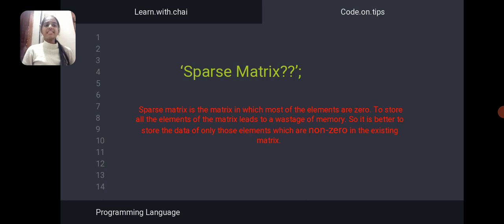So what exactly is a sparse matrix? A sparse matrix is a matrix in which most of the elements are 0. Storing all the elements of the matrix leads to a wastage of memory. So it is better to store the data of only those elements which are non-zero in the existing matrix, because the zero elements which would be stored are anyway considered to be null. Hence, we store only the non-zero elements.